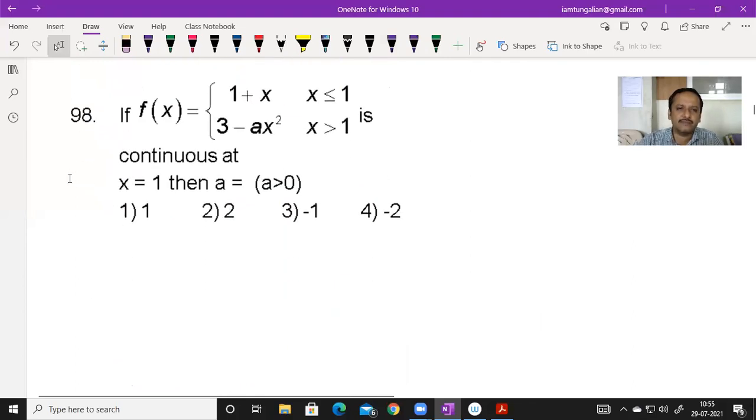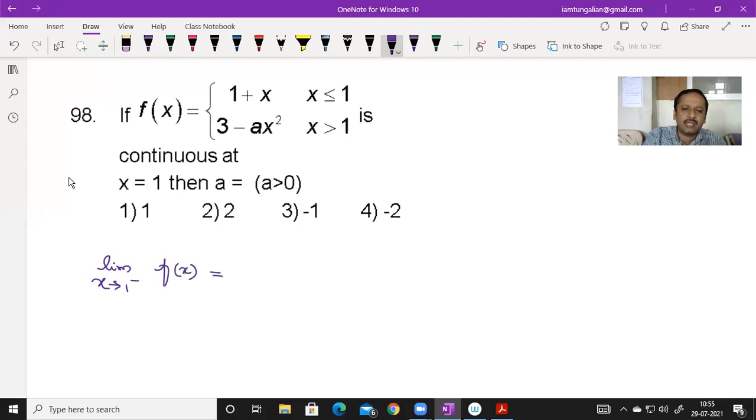Okay, next question. 98th question. If f of x is equal to 1 plus x when x less than or equal to 1, 3 minus ax square when x greater than 1, is continuous at x equal to 1, then a is equal to. Okay. So now it is continuous at x equal to 1, they have given. If it is continuous at x equal to 1, we can write limit x tends to 1 minus f of x. Here we have to go for left hand limit and right hand limit separately, because to the left side of 1 and to the right side of 1, function is defined in two different ways. So limit x tends to 1 minus f of x is equal to limit x tends to 1 plus f of x is equal to f of 1.